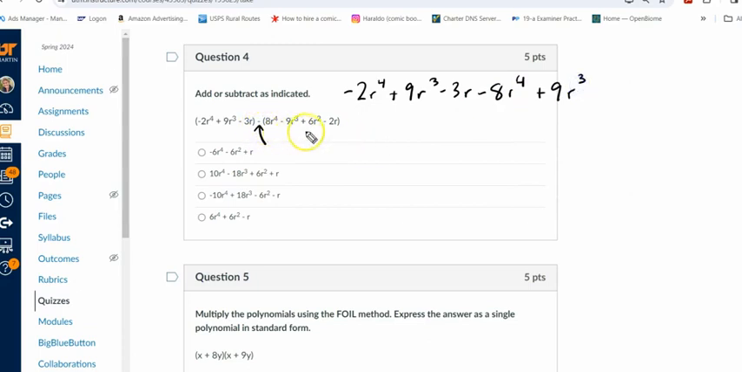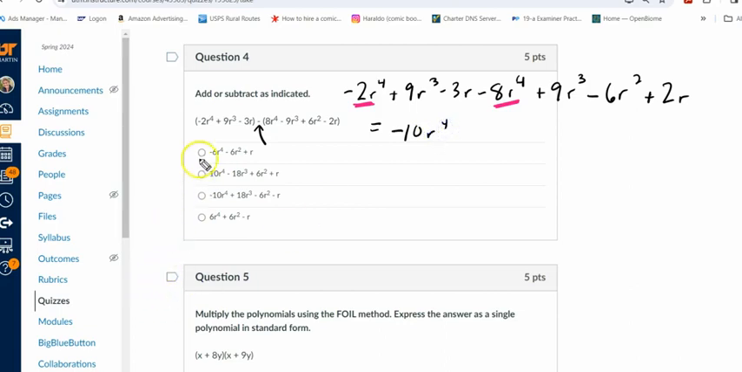Then I'm going to have minus 6r squared. And I'm going to have minus negative 2r, which is going to make that plus 2r. Now I'm going to gather like terms. So my highest power of r is r to the fourth. So I've got an r to the fourth term there, and I've got an r to the fourth term there. Negative 2r to the fourth minus 8r to the fourth is minus 10r to the fourth.